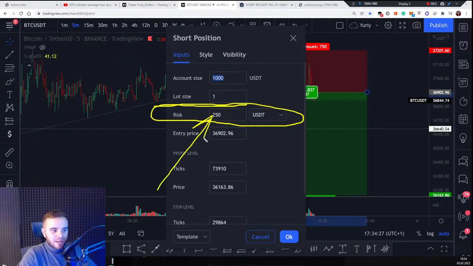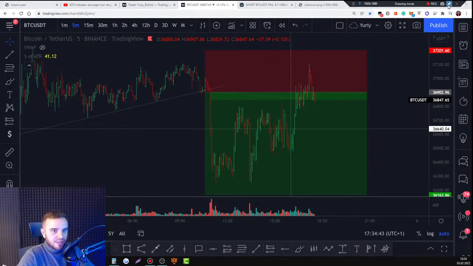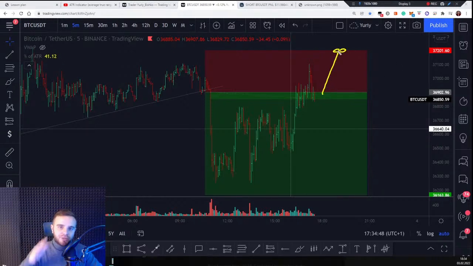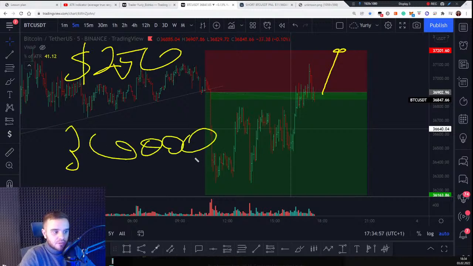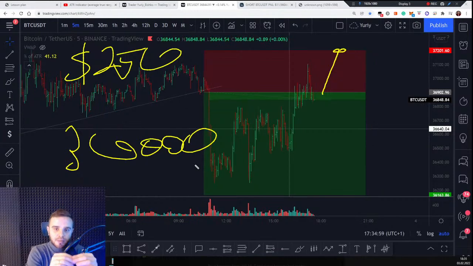You can write down the amount of money that you can lose if price goes against you. If price went against me in this case and hit my stop loss, I would lose $250. But once more, I would lose $250, but my position size is 30,000. It is two different numbers.